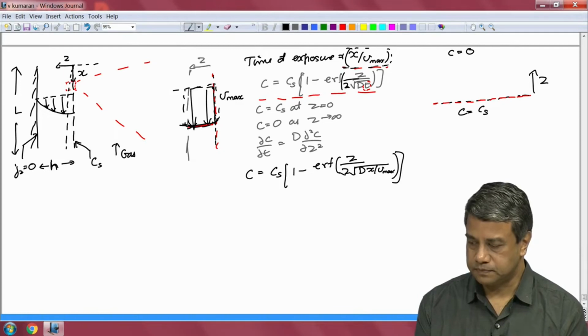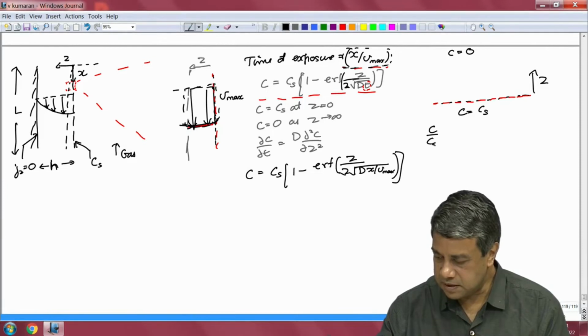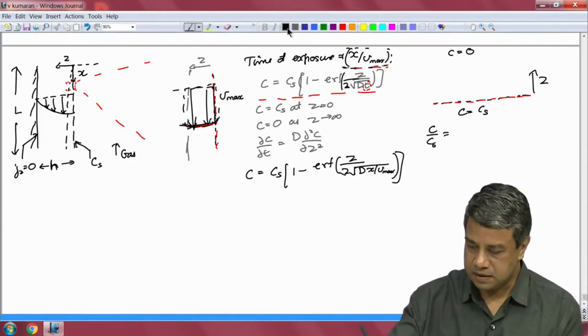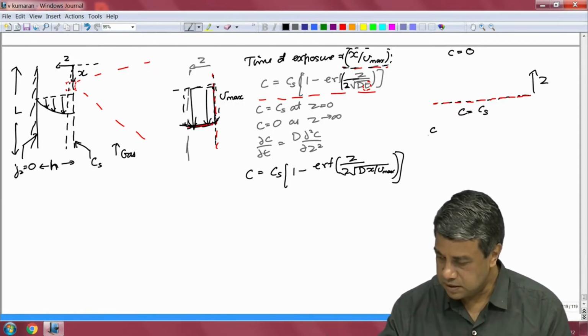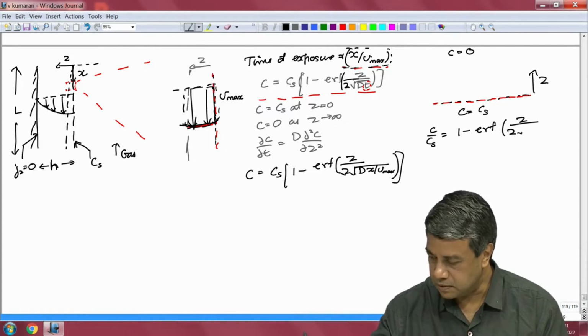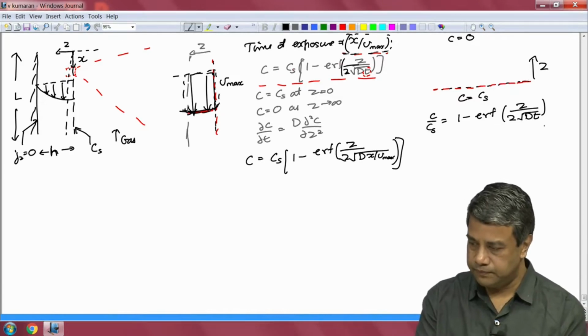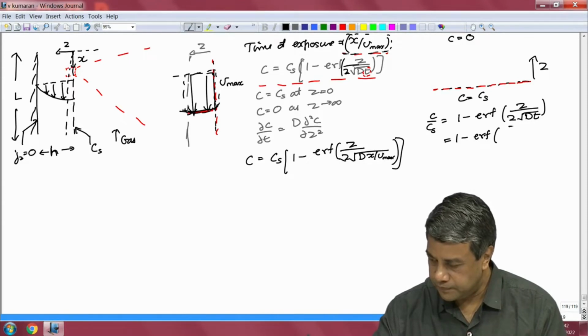Therefore, the solution is C by Cs, where C naught, C infinity in this case, is equal to 0. So, the solution is C by Cs is equal to 1 minus error function of z by 2 root Dt, where t is given by x by V max.